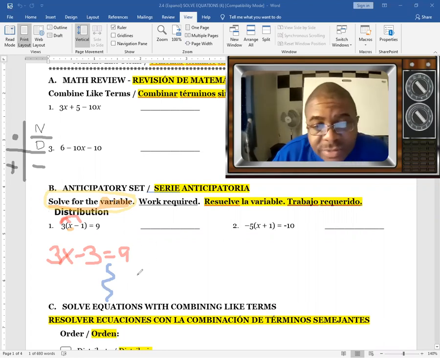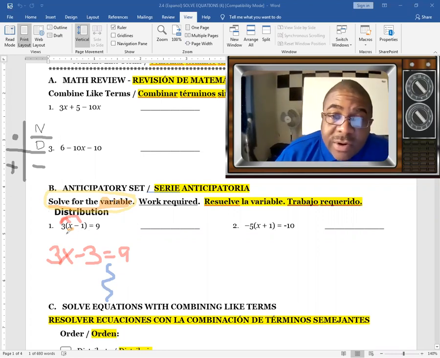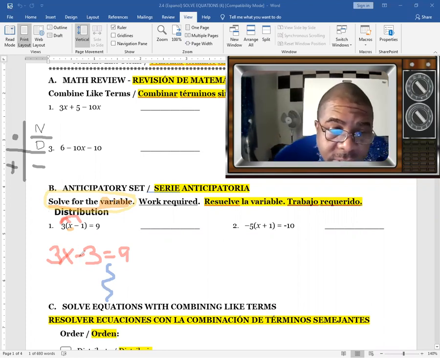Letters to the left, numbers to the right. All right, letters are variables, numbers are constants. Cool, so let's do this.